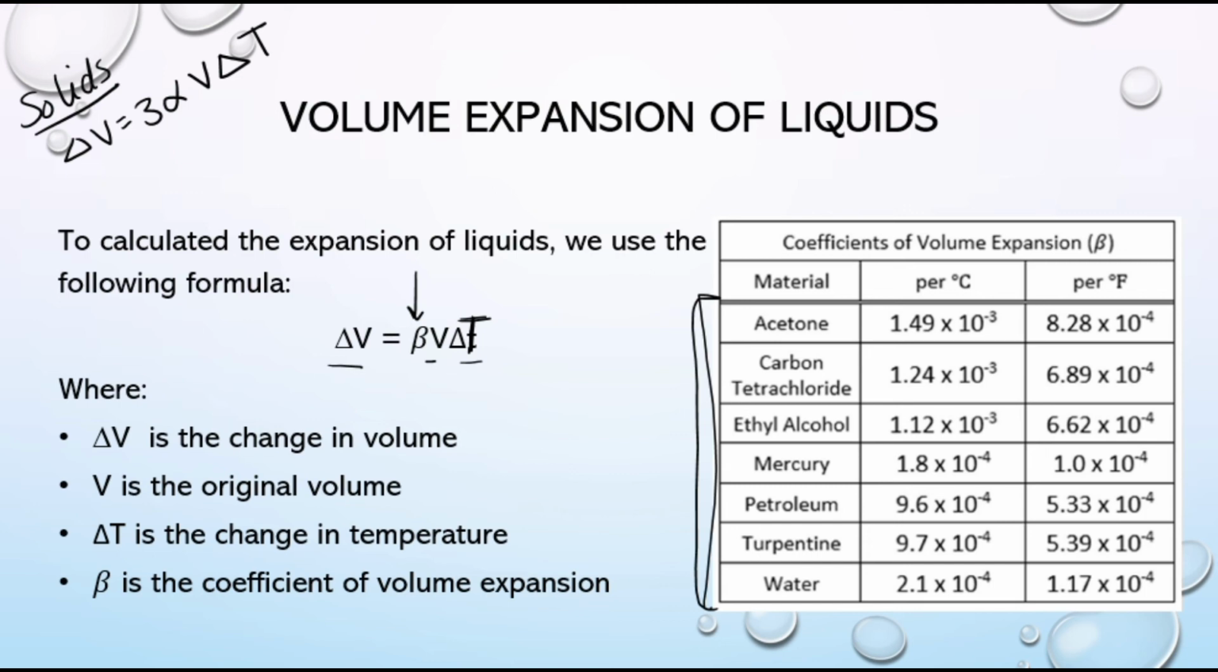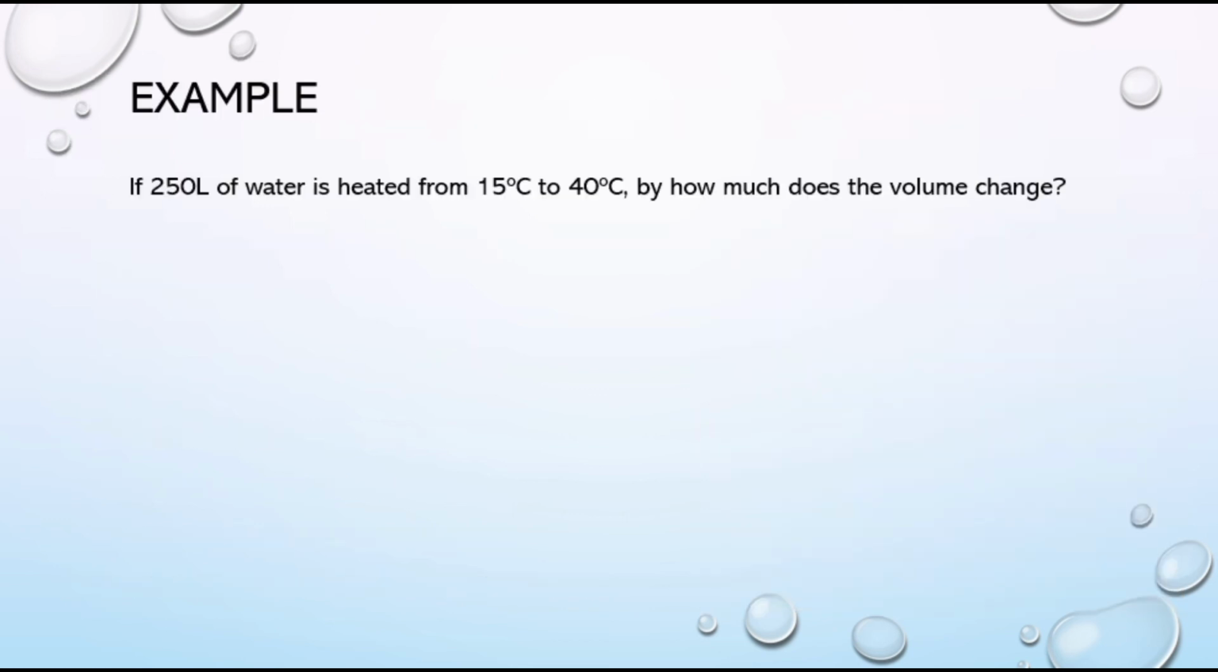And you'll notice these numbers on the volume expansion are much bigger. They're not 10 to the -5 or 10 to the -6 or 10 to the -3 or 10 to the -4, which is many times bigger because volume has a greater ability to expand. Liquids have a greater ability to expand and contract than solids do. So one example for this, volume in, volume out, same rules as the other formula.